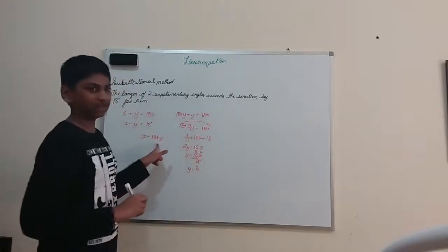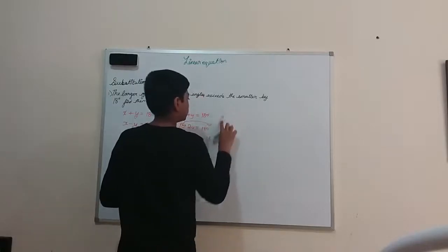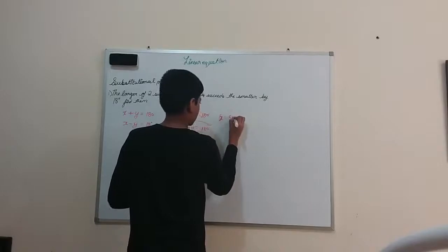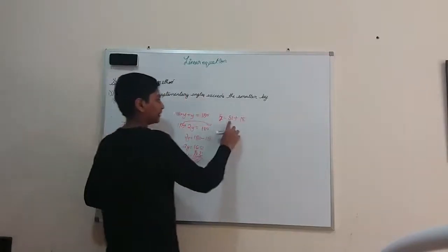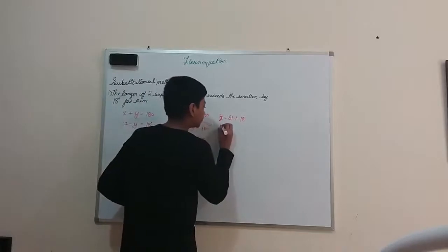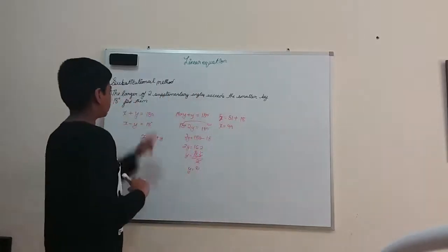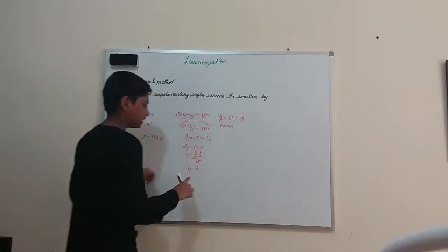So x is equal to 18 plus y. So x should be equal to 81 plus 18, which is equal to x, so x should be equal to 99. So let's check the first one, what they did. One is larger and one is smaller. So 99 is bigger and 81 is smaller.